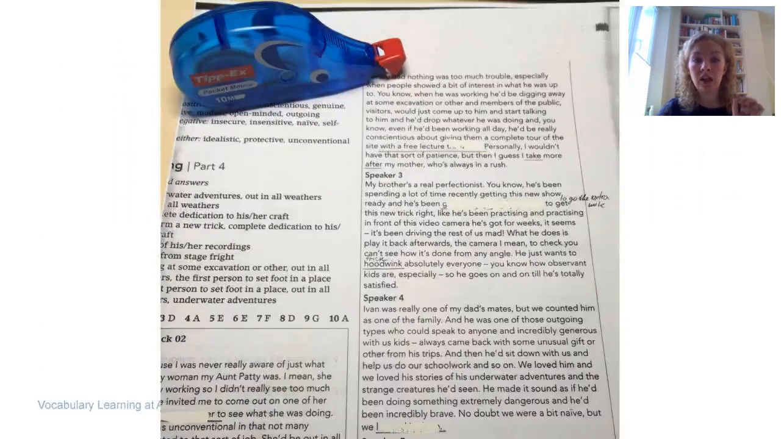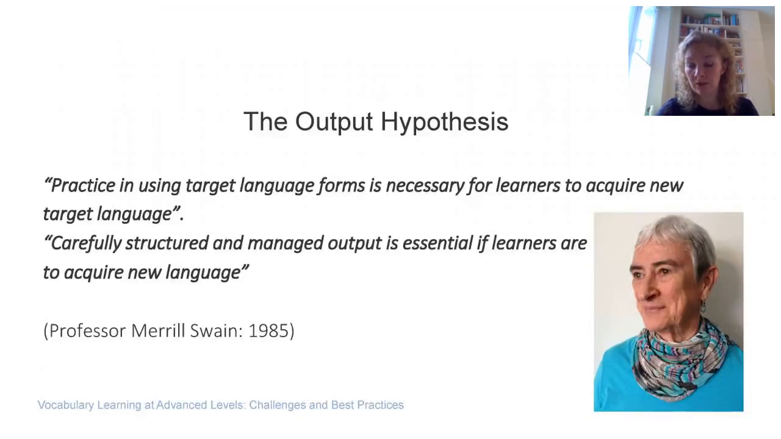Okay, so that was the noticing hypothesis, and we move on to the output hypothesis, which is the second thing we can rely on to activate students' passive knowledge and transfer it to active knowledge.